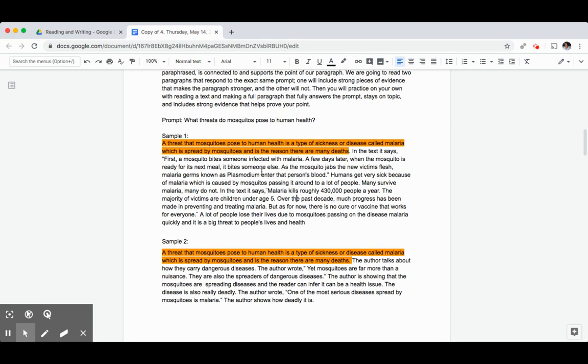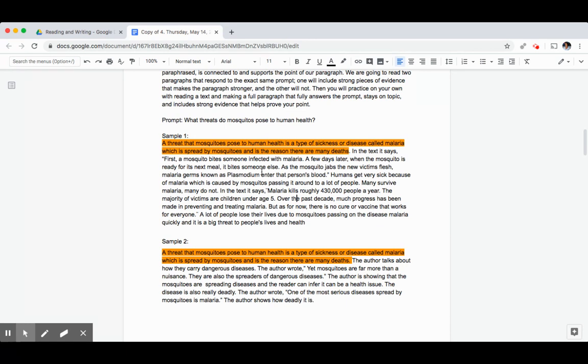Let's go ahead and read through the samples and talk a little bit about the evidence. Sample 1 says, a threat that mosquitoes pose to human health is a type of sickness or disease called malaria, which is spread by mosquitoes and is the reason there are many deaths. In the text it says, first a mosquito bites someone infected with malaria. A few days later, when the mosquito is ready for its next meal, it bites someone else. As the mosquito jabs the new victim's flesh, malaria germs, known as plasmodium, enter that person's blood.